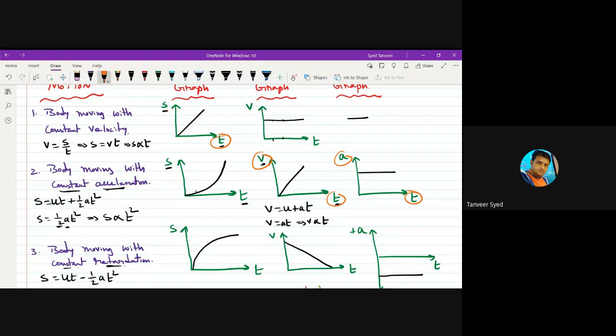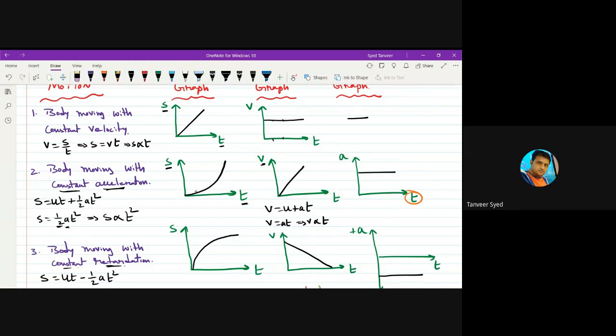Some students think that if the graph is a straight line like this, the body is going in a straight line in this direction. This is not the path followed by the body. And if this is the graph, some students think that the body is moving in a curved path. You imagine a car in an open ground moving in a curved path like this. That is not what we are showing in a graph.